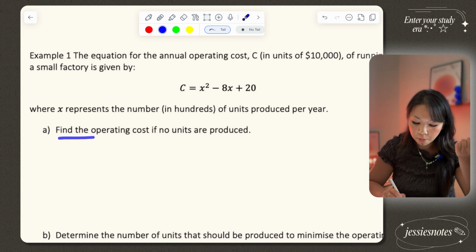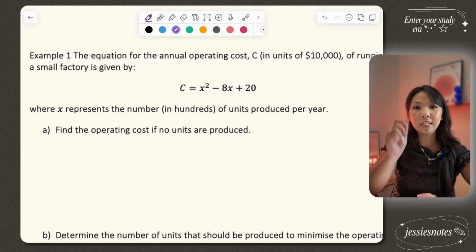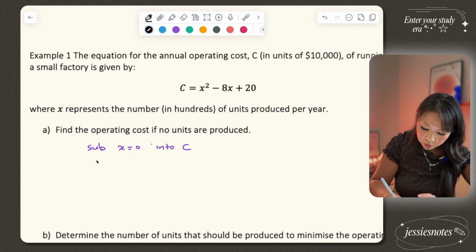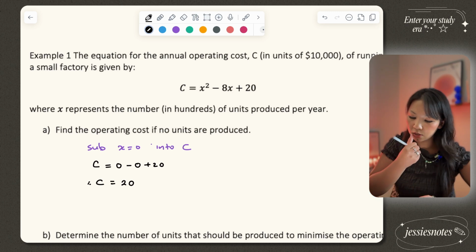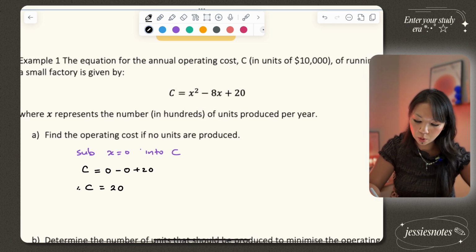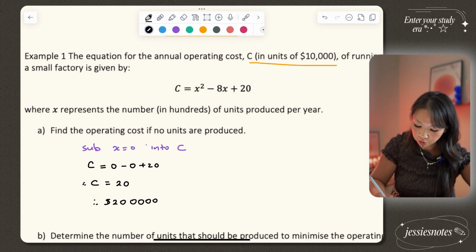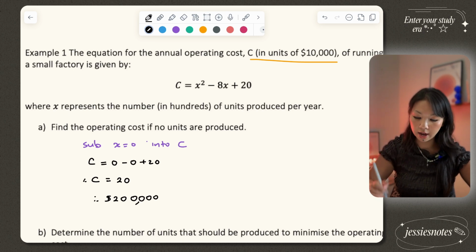Part A, find the operating cost if no units are produced. So that means we're going to let x equal 0. So we're going to substitute x equals 0 into our cost function. So we get C equals 0 minus 0 plus 20, or C equals 20. Now C is not $20. If you look at the question, it says that C is in units of 10,000. So that means this is going to be an extra 4 zeros added on. So $200,000 even if you produce 0 items.